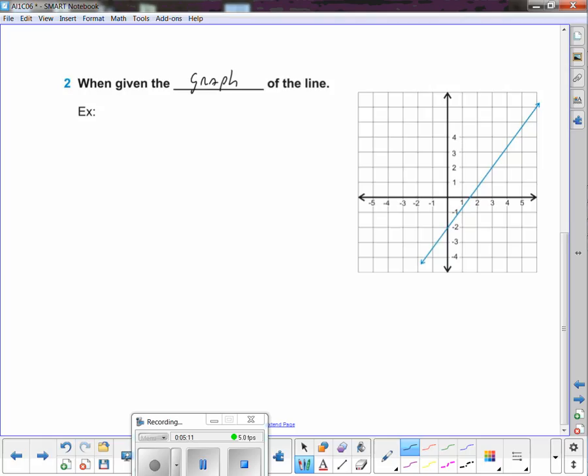Whenever they say write the equation of the line, you think y equals mx plus b. You should immediately think y equals mx plus b. That should be your first thought whenever they say write the equation of the line. All right, we need two things. We need the slope, we need the y-intercept. Somebody raise their hand and give me one of them.